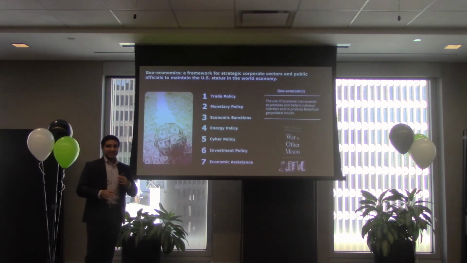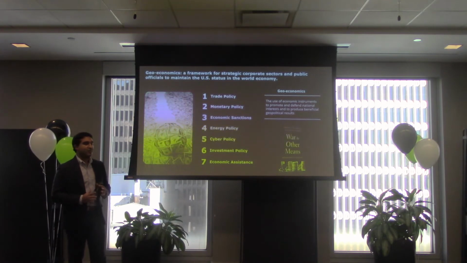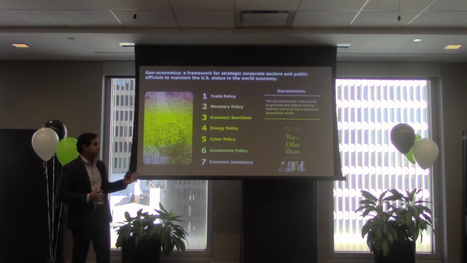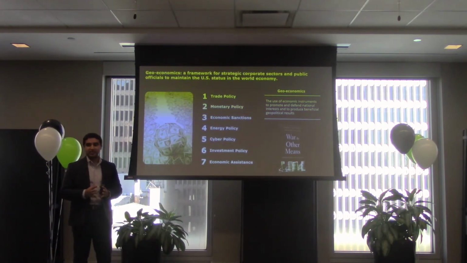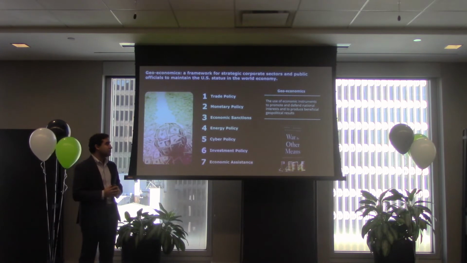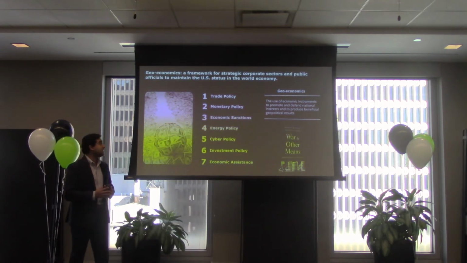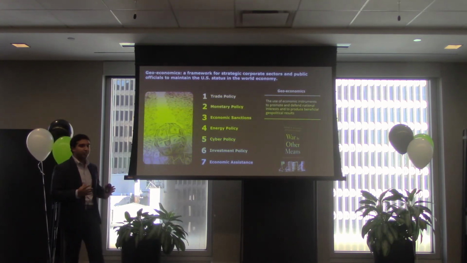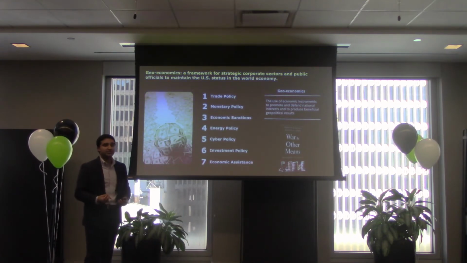Given all of this, it's just a lot of chaos, a lot of moving pieces here. Jennifer Harris and Robert Blackwell wrote this book called War by Other Means. It talks about the concept of geoeconomics, the use of economic instruments to promote and defend national interests to produce beneficial economic results. And this is supposed to be a framework for strategic corporate sectors and for public officials to find ways to maintain the U.S.'s status in the world economy.